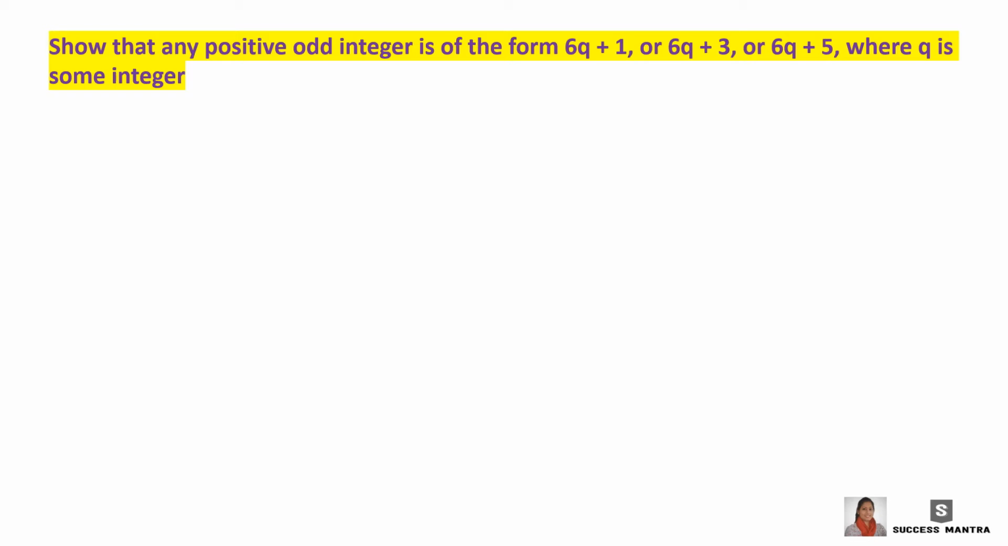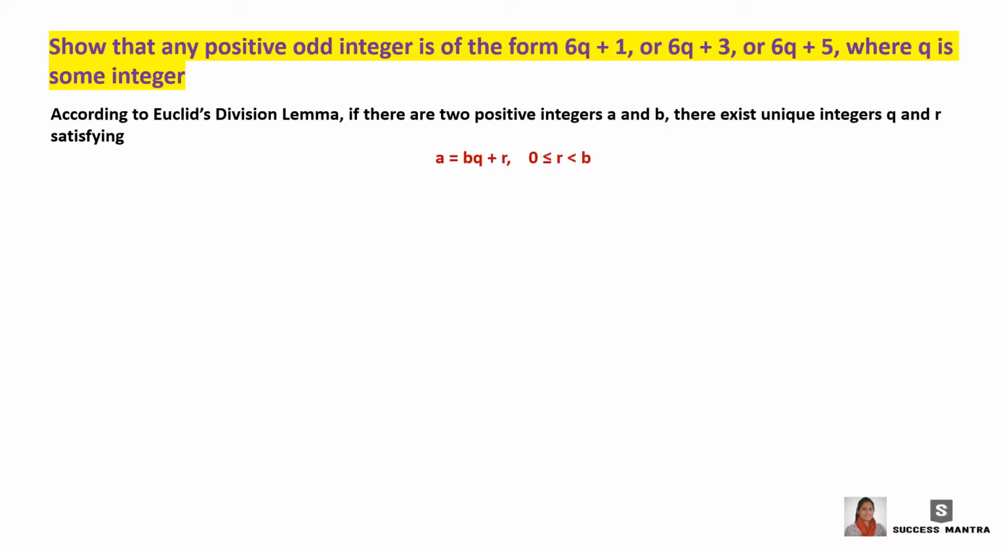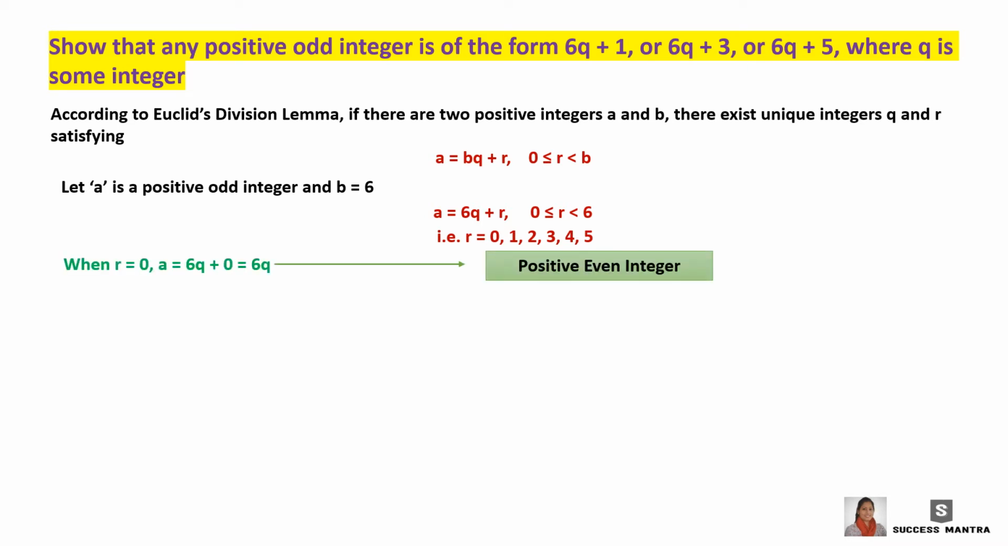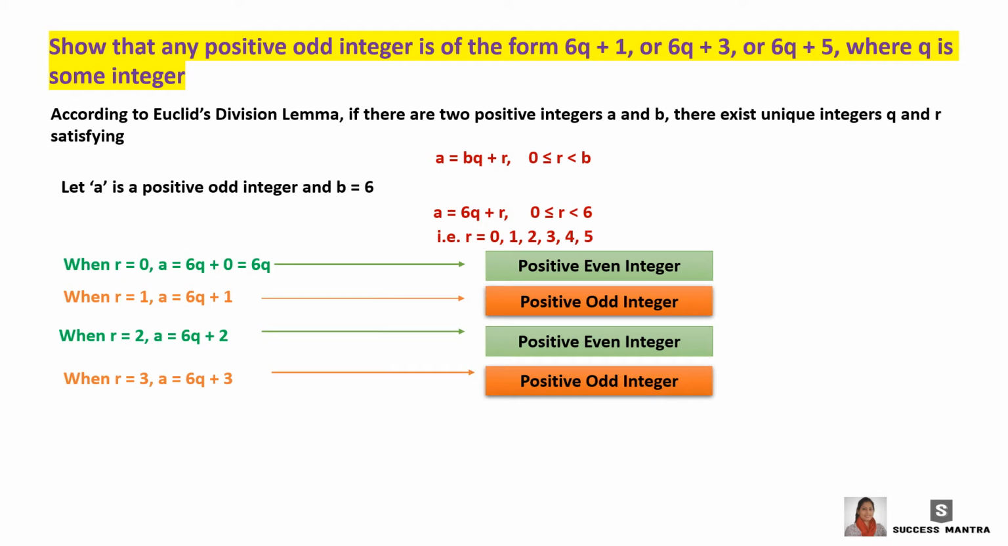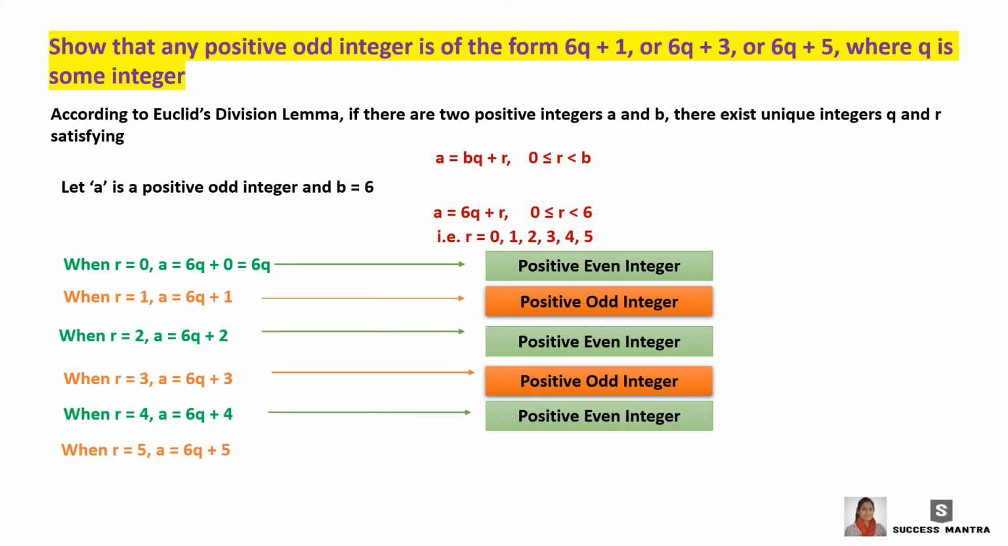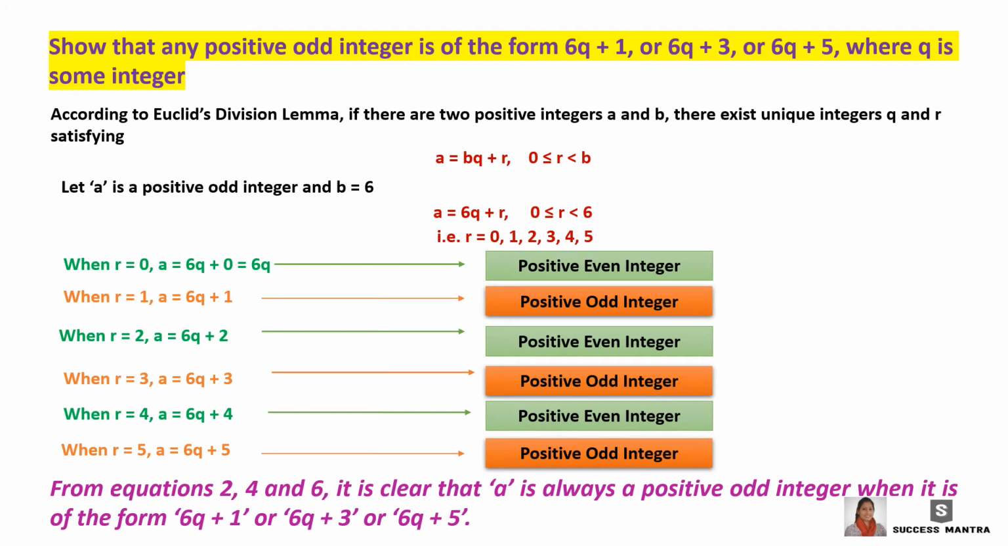Instead of the divisor 4, here the divisor is 6. That's the only difference here. So let's see how we can do it. We write the Euclid's division lemma first. Then we assume some value for b and a and we come up with the values of remainder and we apply each condition. So from equations 2, 4 and 6, it is clear that a is always a positive odd integer when it is of the form 6q plus 1 or 6q plus 3 or 6q plus 5.